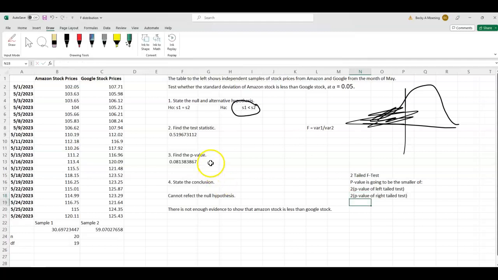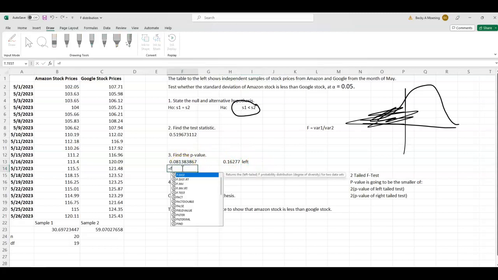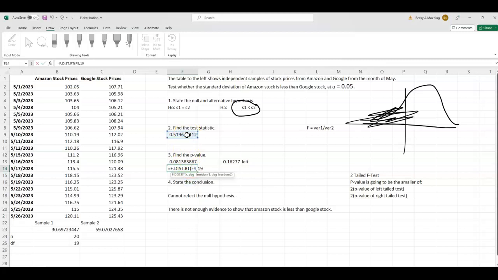So for this particular case, if this was two-tailed, we would say, okay, we're going to take 2 times the left tail, right? Because this was left. And then we would want to find the right-tailed. So I would do the F distribution, right tail. Again, we do the test statistic, comma 19, comma 19. And then I would take 2 times that, and that's the right. So the smaller of those is 0.16, so that would be the p-value of the two-tailed test.